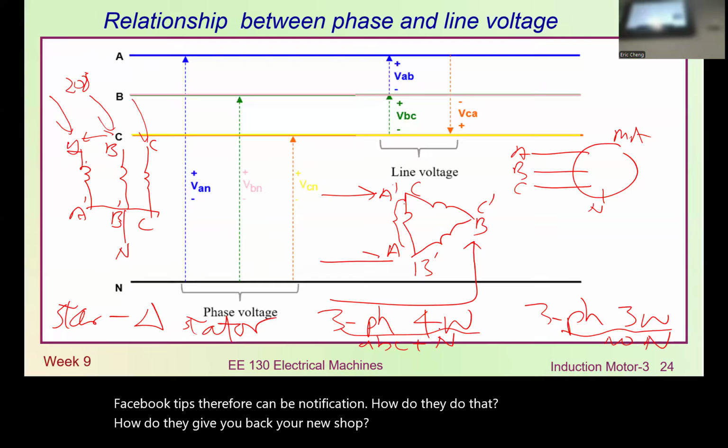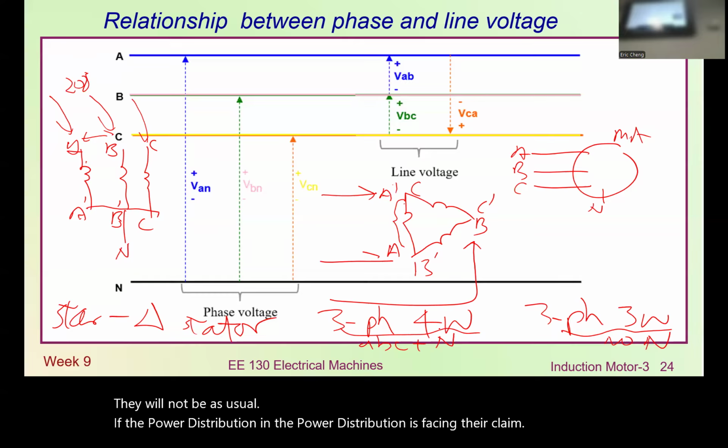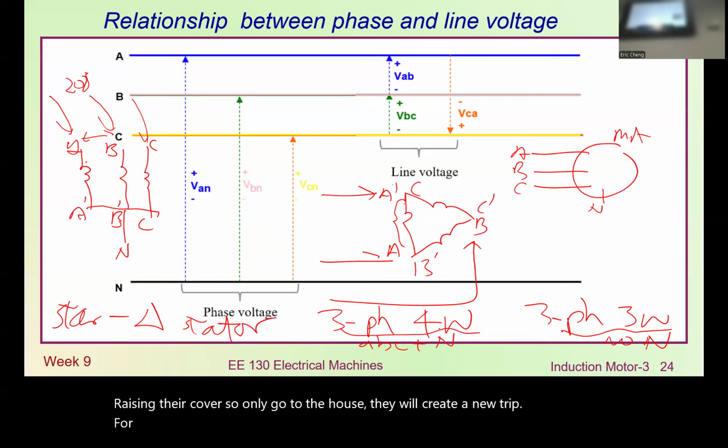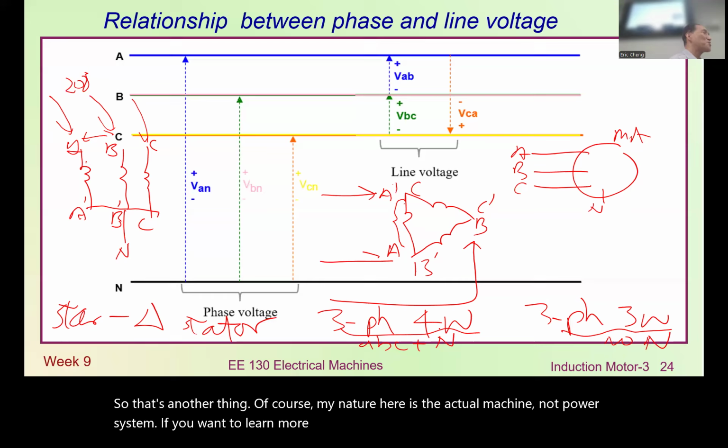They will not prepare a neutral in the power distribution or power transmission. It is raising their cost, raising their copper. So only when they go to your house, they will create a neutral for your house. So that's another thing. Of course, my lecture here is electrical machines, not power systems. If you want to learn more about this, go to the next lecture, power systems. That will be really important.